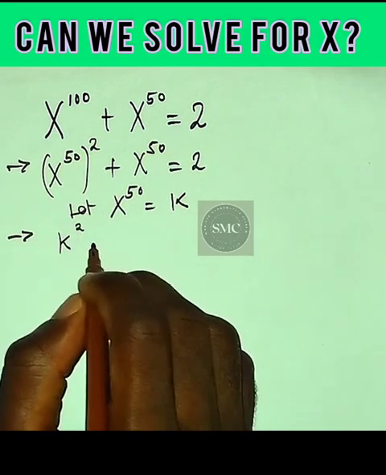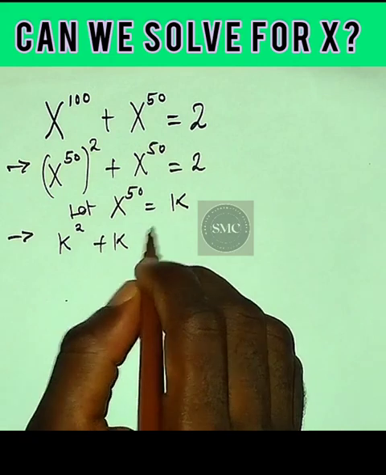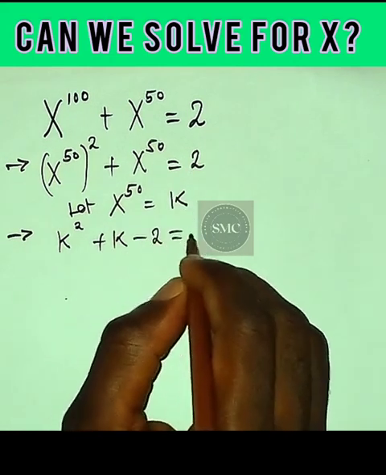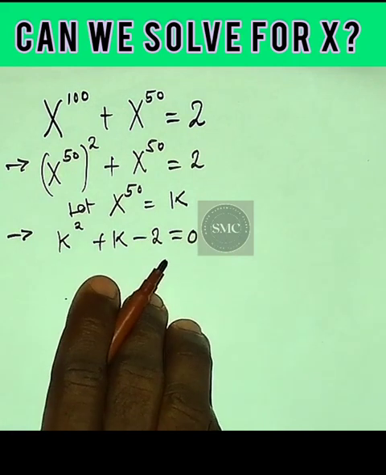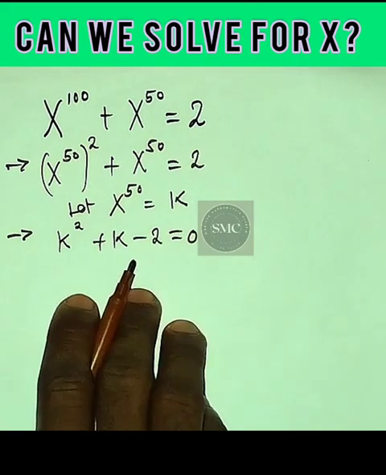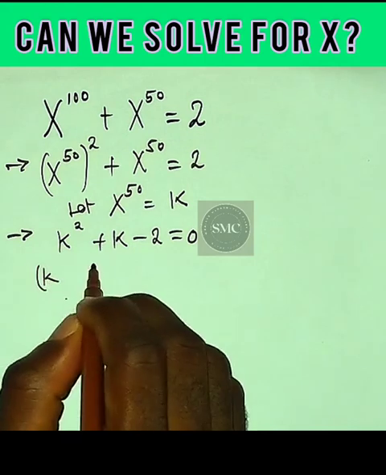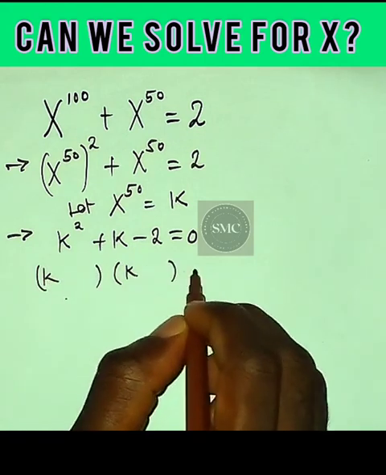We are going to be having k squared plus k, minus 2 equals 0. This led me to a quadratic equation in terms of k. So now from here, we are going to be factorizing this, and it's going to be in this form.